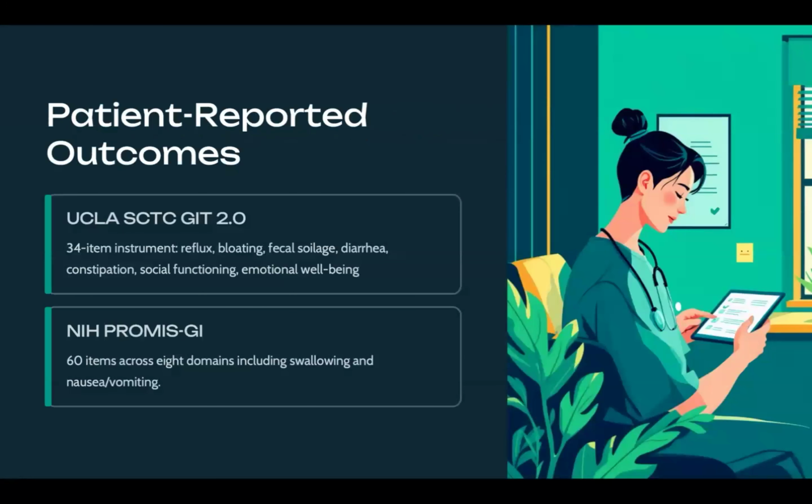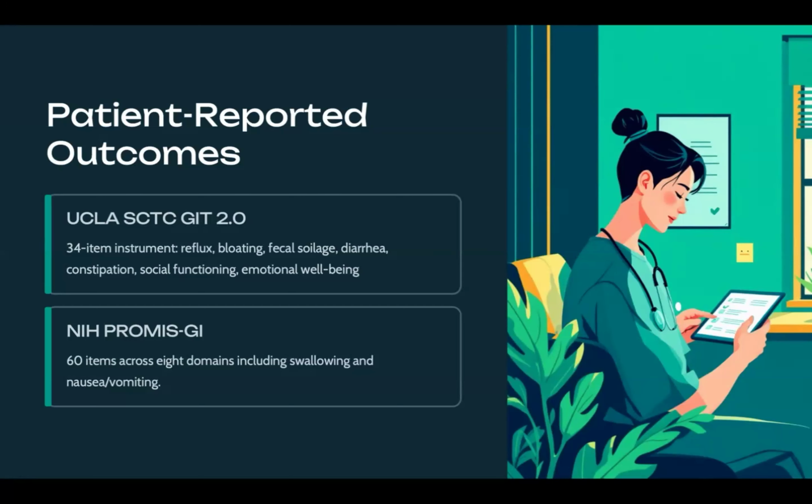There are a few patient-reported outcomes that we can use, especially for studies. One is the UCLA Scleroderma Clinical Trial Consortium GIT 2.0 score, which is a 34-item instrument divided into 7 domains, scored from 0 to 3 in some of them, and then the total score is divided and an average is used at the end. They look at reflux, bloating, fecal soilage, diarrhea, constipation, social functioning, and emotional well-being; these are the 7 domains used in UCLA.